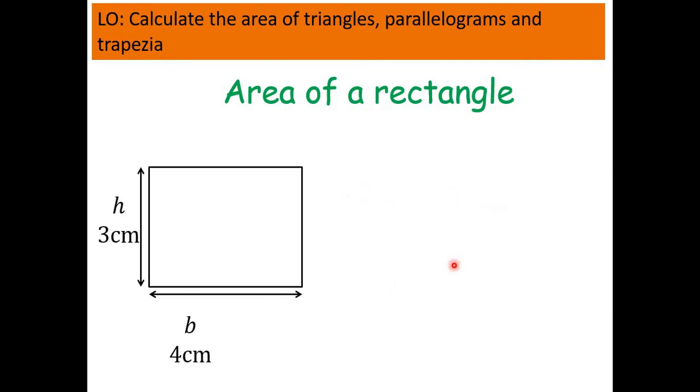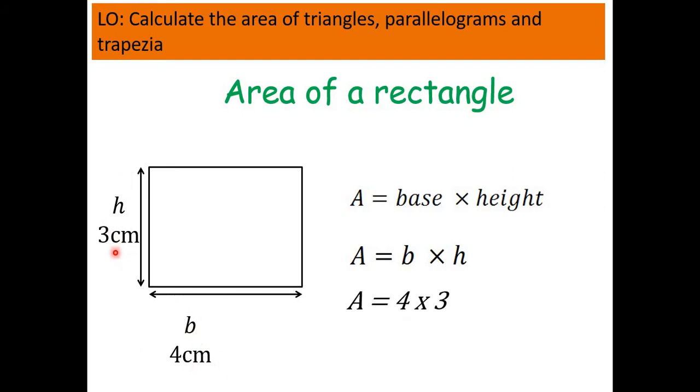Let's look at a rectangle that has some measurements on it. Here we've got a rectangle with a base of 4 centimeters and a height of 3 centimeters. Let's think about our formula. Area equals base times height, so area equals 4, the base measurement, multiplied by 3, the height measurement. 4 multiplied by 3 is 12. So we get the area equals 12 centimeters squared.